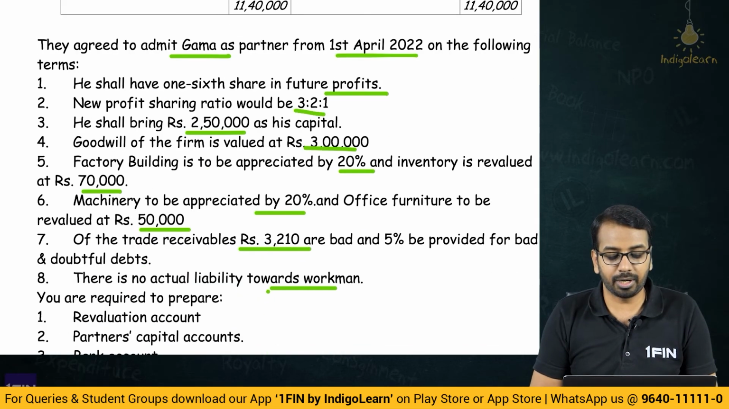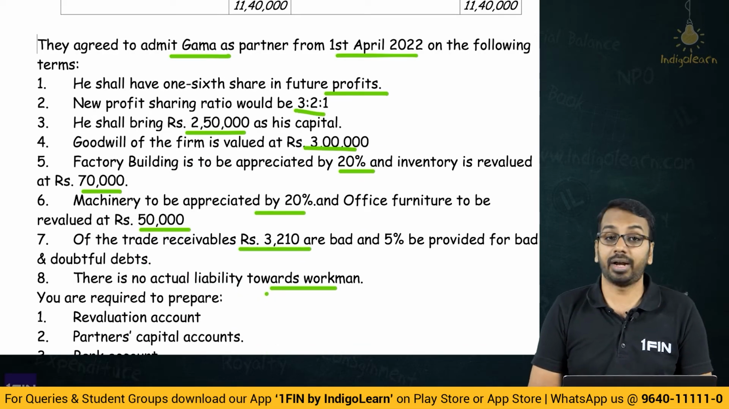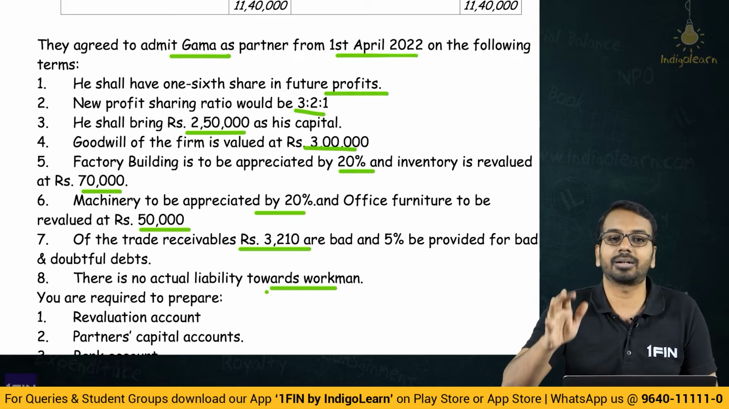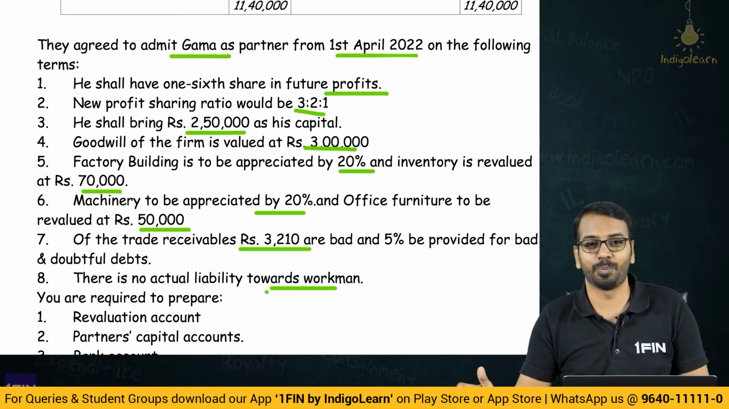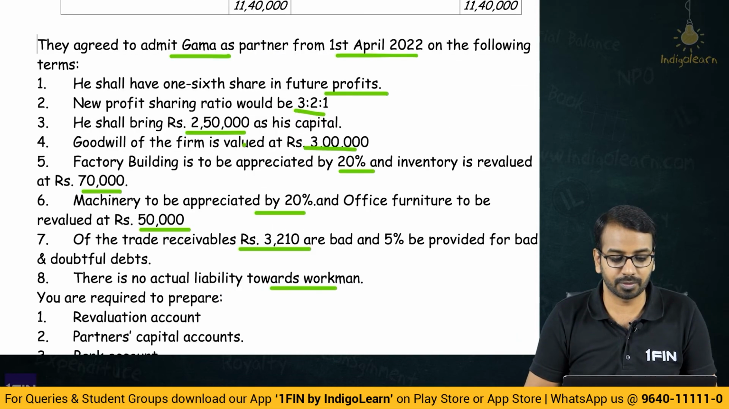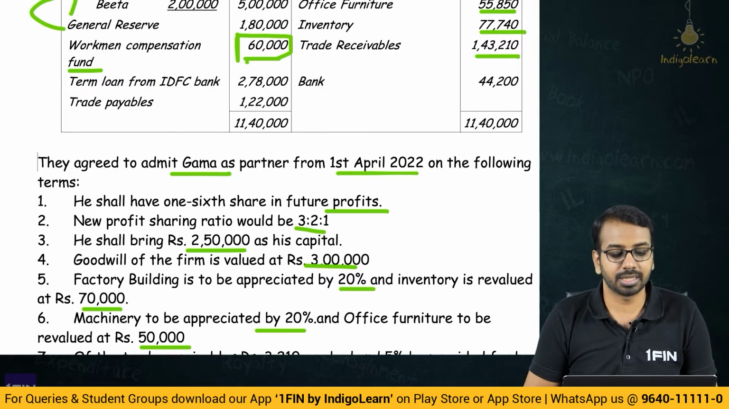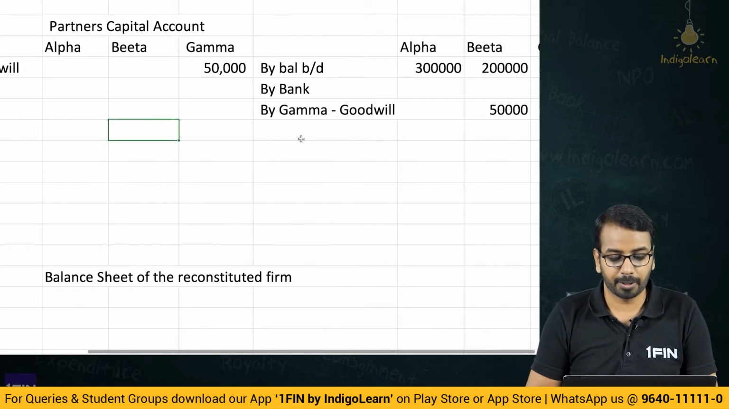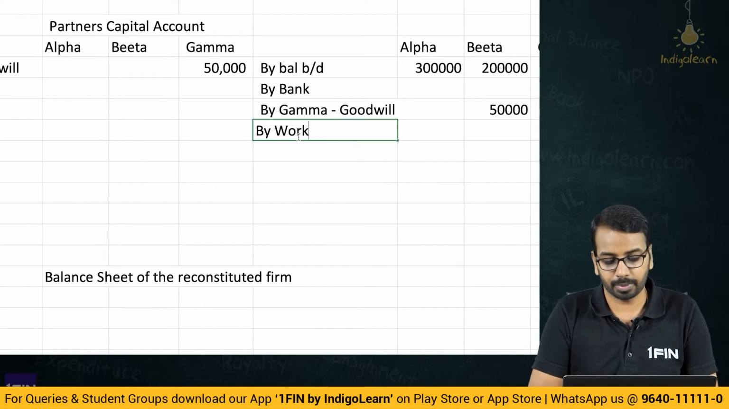There is no actual liability towards workmen. Now please understand, this is a fund, it will not come to revaluation account. We will transfer that directly to the partners capital account. In which ratio? In the old profit sharing ratio. So how much is the workman fund? Workman fund is 60,000. So in the partners capital account, we will say by workman compensation fund.